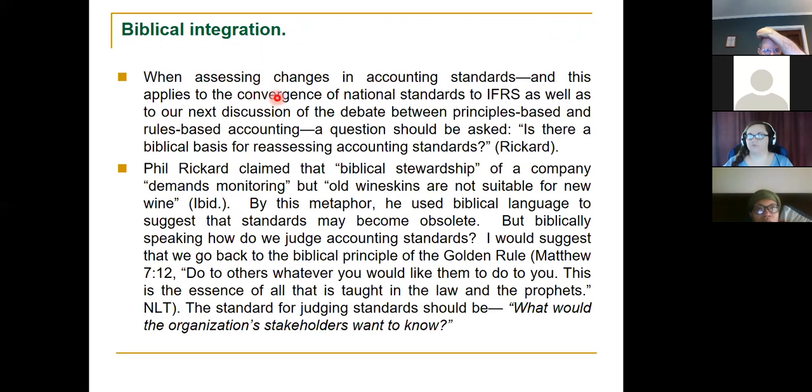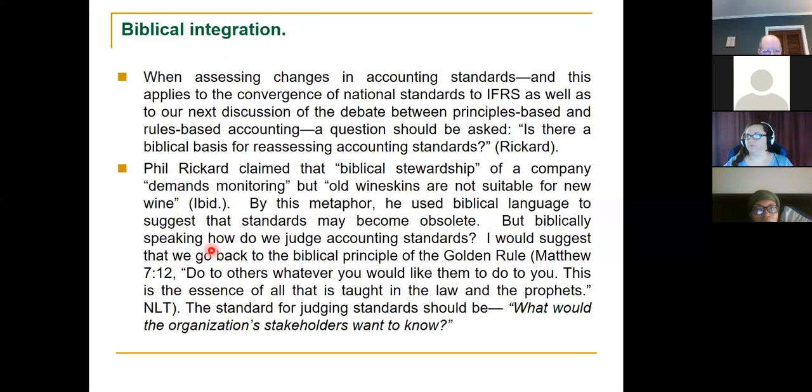Biblical integration. When assessing changes in accounting standards, and this applies to the convergence of national standards to IFRS, as well as to our next discussion of the debate between principles-based and rules-based accounting, the question should be asked, is there a biblical basis for reassessing accounting standards? Phil Rickard claimed that biblical stewardship of a company demands monitoring, but old wineskins are not suitable for new wine. By this metaphor, he used biblical language to suggest that accounting standards may become obsolete.